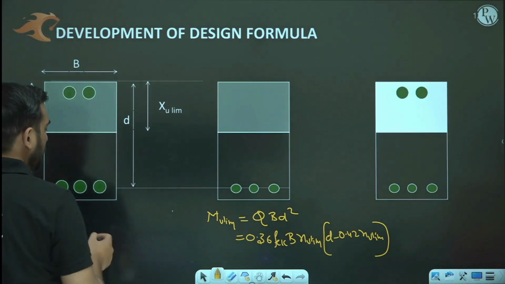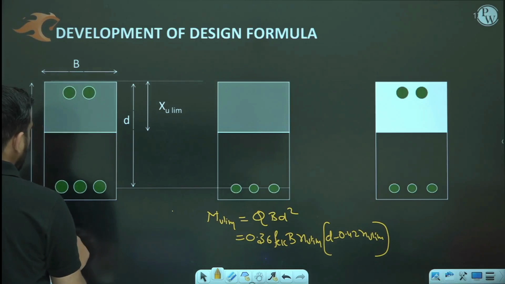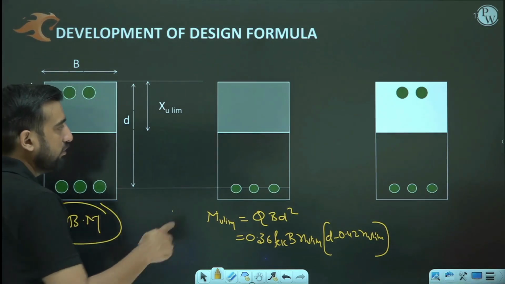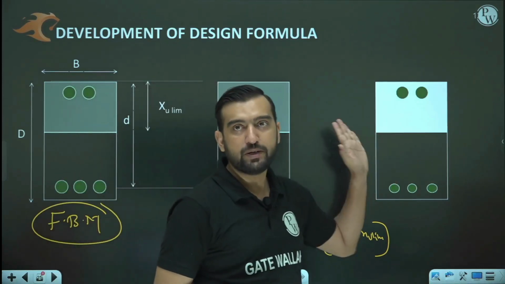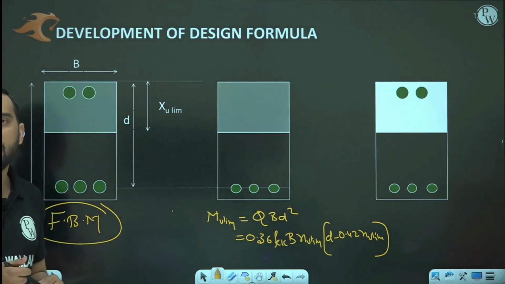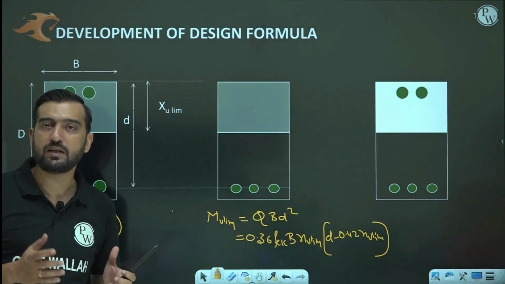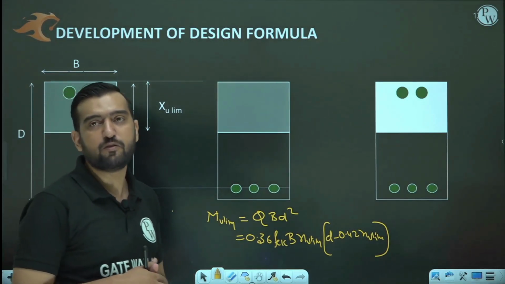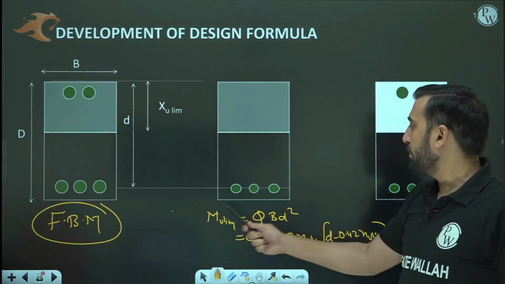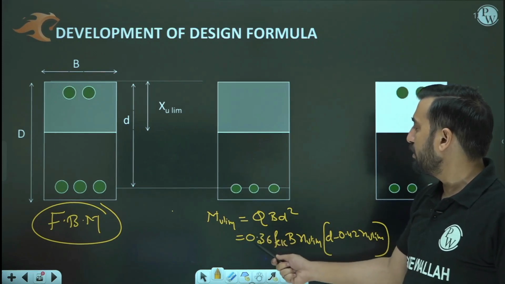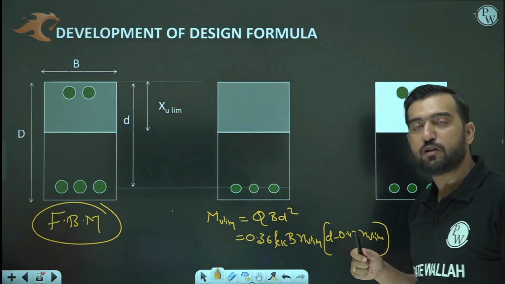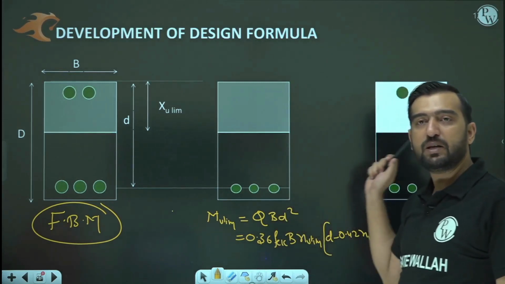My dear friend, let's suppose we have to resist FBM, the factored bending moment. If FBM is greater than Mu lim, then only we will be needing the doubly component. But if FBM is less than Mu lim, then no need to go for a doubly reinforced section. We can tackle the section in singly reinforced mode only. Okay, so if the factored bending moment is greater than the limiting moment of resistance for this particular size and grade of concrete and steel, then only we will be needing it.